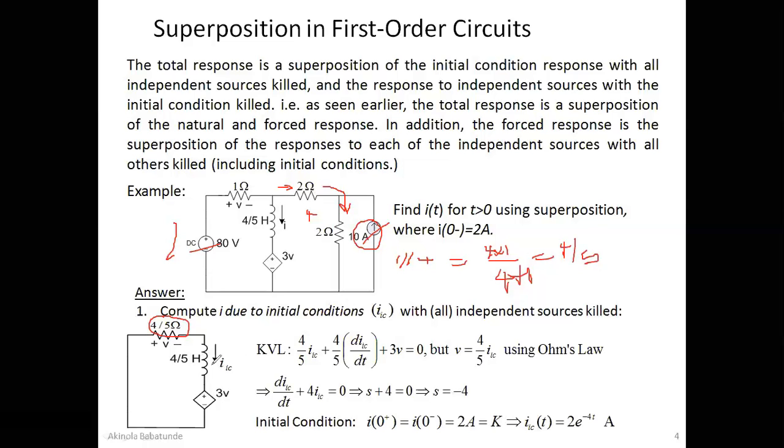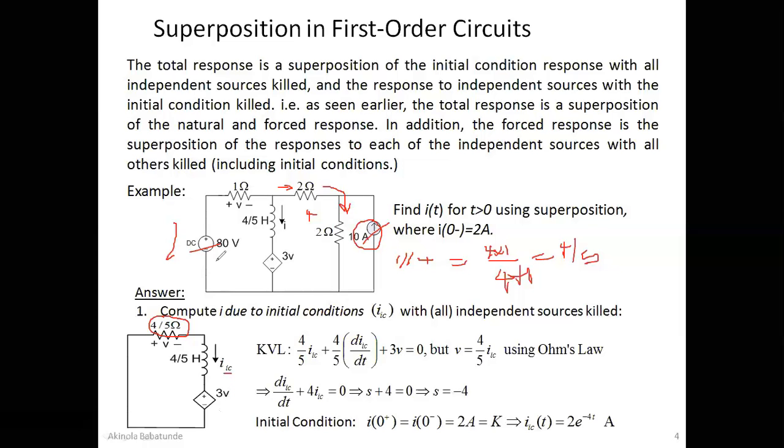Okay, you can see that the current coming this way will now become the initial condition current. So you want to label it initial condition current, or if you want, you could just label it I. But for the sake of identification, you could label it initial condition current. And then what we have left here is going to be 3 multiplied by V.